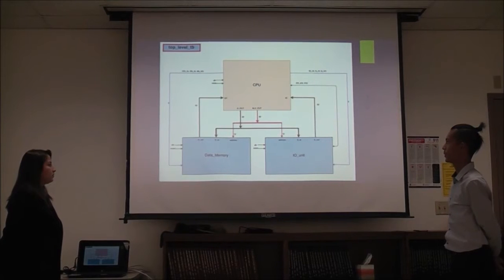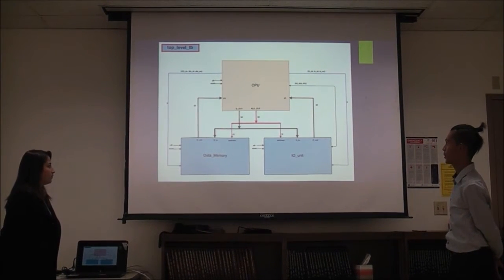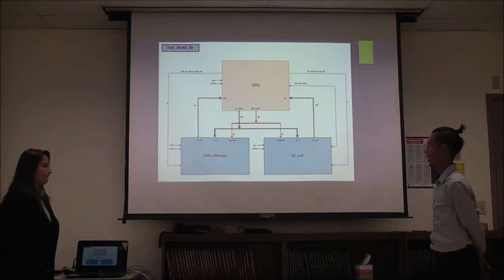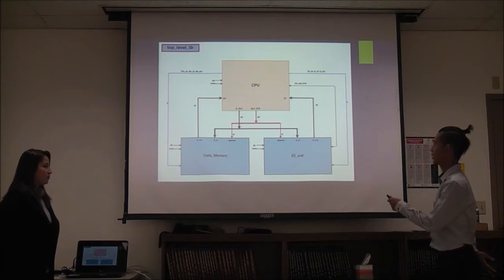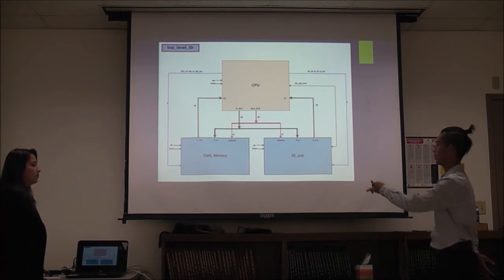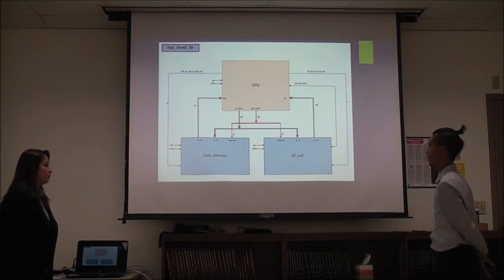So here's the hardware view. That's the top level diagram. We have the CPU, whose output ALU out is interfaced with the address bus for the data memory and the I/O unit. You can see here that the ALU out is 32 bits. However, for simulation purposes, we only connected 12 bits of the address for data memory and the I/O unit.